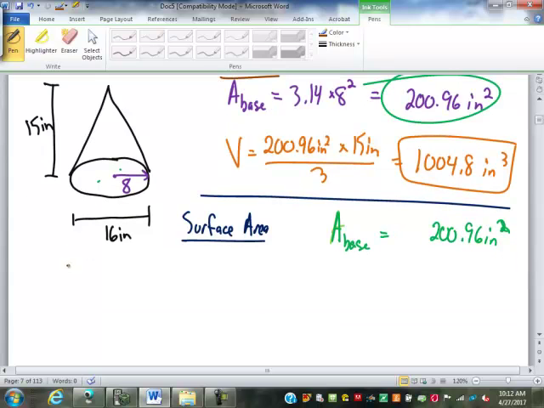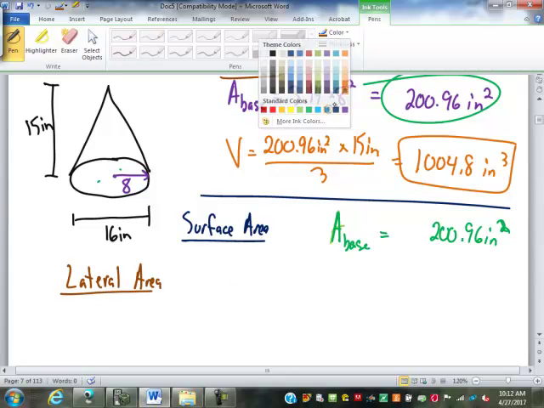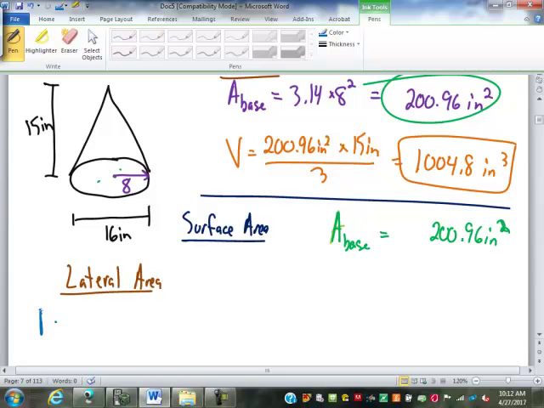For lateral area, I need to know two things. One, I need to know the perimeter of the base. Since this is a circle, the perimeter of the base is going to be a circumference. It's going to be pi 3.14 times the diameter of 16 inches, otherwise known as 50.24 inches. That is the perimeter of the base.